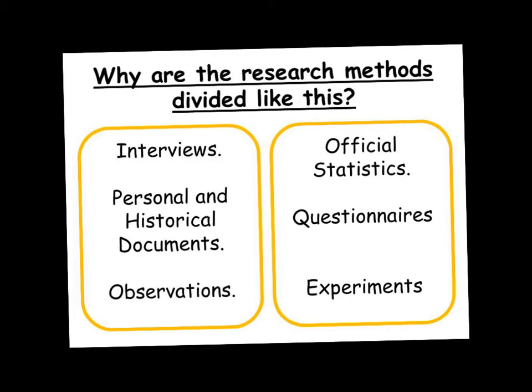So looking at these different research methods, think about why they're divided as they are. On one side we've got the use of interviews, the use of personal and historical documents and the use of observations. On the other side we've got official statistics, questionnaires and experiments. One of these is giving us quantitative and reliable data and the other is giving us qualitative and valid data. Can you work out which is which?